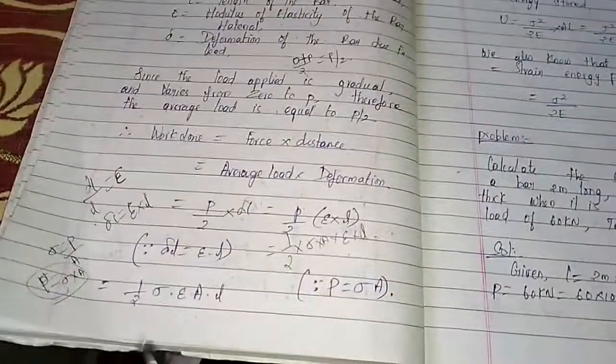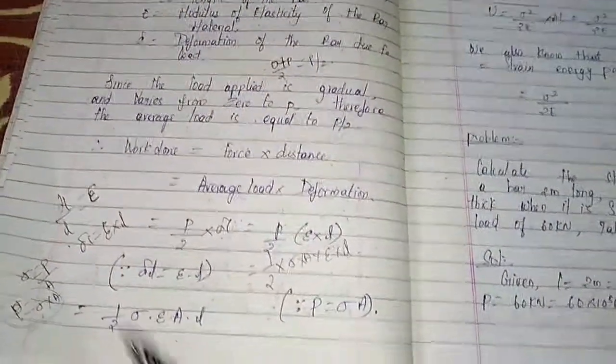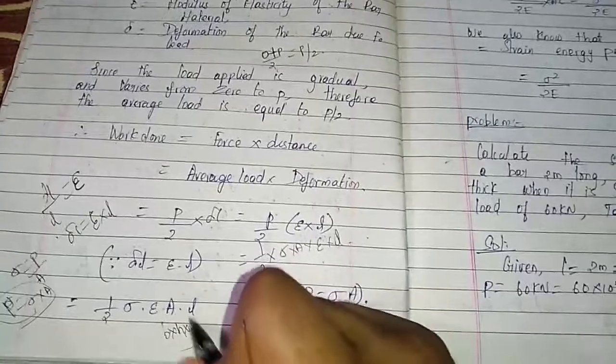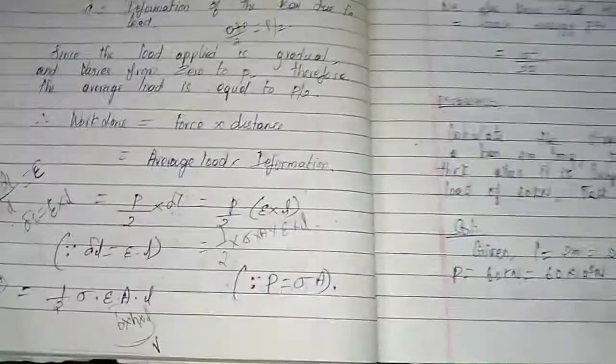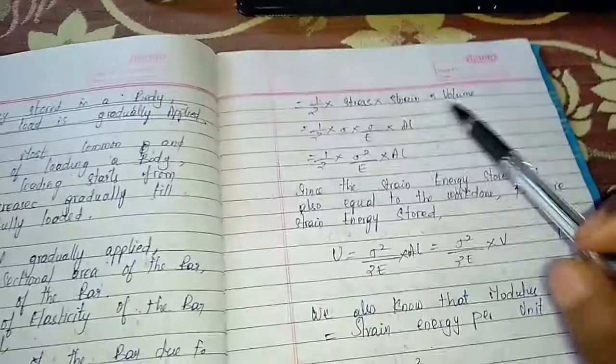Then you can write it like this: half into stress into strain into area into length. Area into length is nothing but what? Area is breadth into height, into L. So this becomes volume, right? Breadth into length into height is the volume.